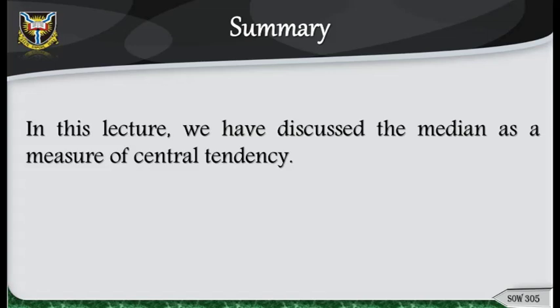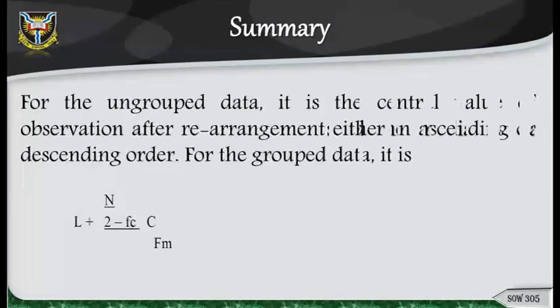Summary. In this lecture, we have discussed the median as a measure of central tendency. Median is the scale value below which 50% of the scores fall. For the ungrouped data, it is the central value of observation after rearrangement either in ascending or descending order. For the grouped data, it is L plus bracket N all over 2 minus FC all over FM close bracket C.